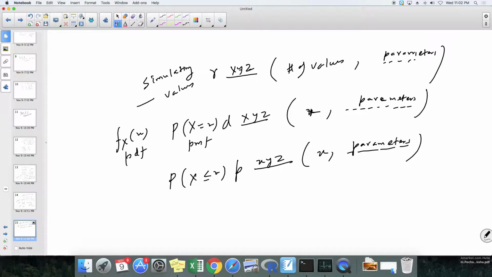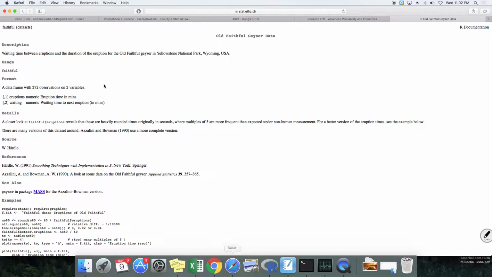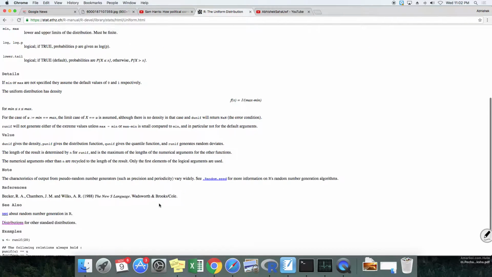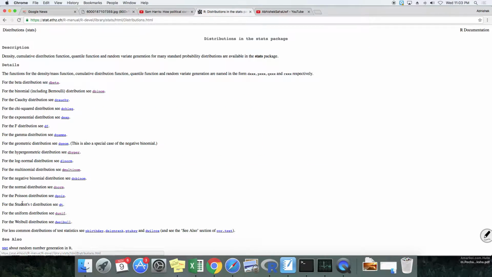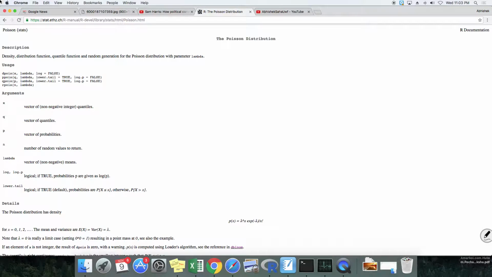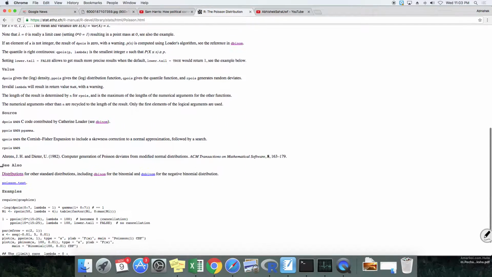So that's the scheme, and just take a look at the distributions page. All the distributions you need are there. For example, Poisson is here: dpois, ppois, rpois.